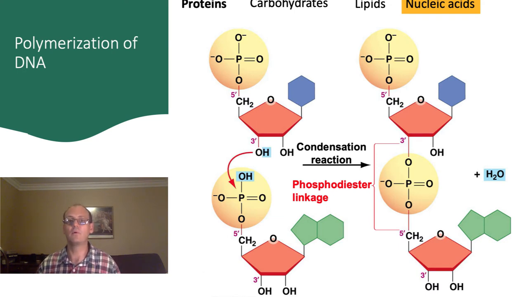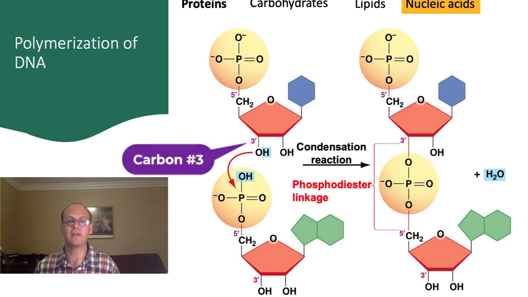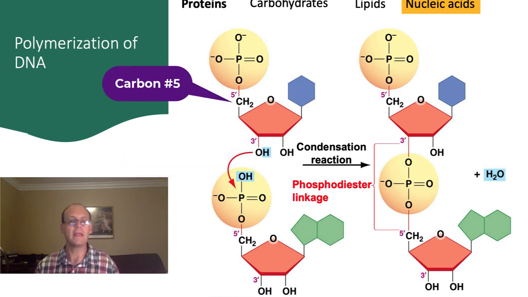Let's look a little bit more in detail at the components of a nucleotide. Focus on the red sugar in the middle. This is the 5-carbon sugar, and the carbons are numbered starting on the right. The third carbon has a hydroxyl group attached to it, and the 5th carbon is off the ring structure and has the phosphate group attached to it.